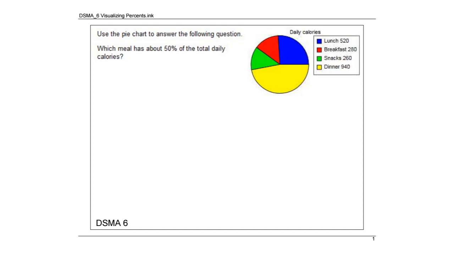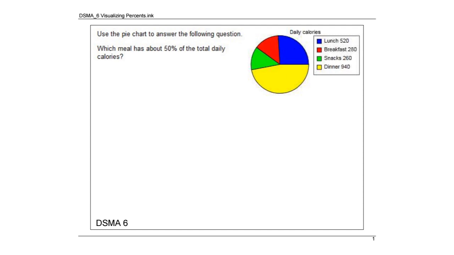All right, let's take a look at DSMA 6, and this is just visualizing percent. So I wanted you to be able to look at area under the curve, but to teach that, you have to know calculus. So we're not doing that. We're not going to do calculus in this class. So we're going to more just look at areas.